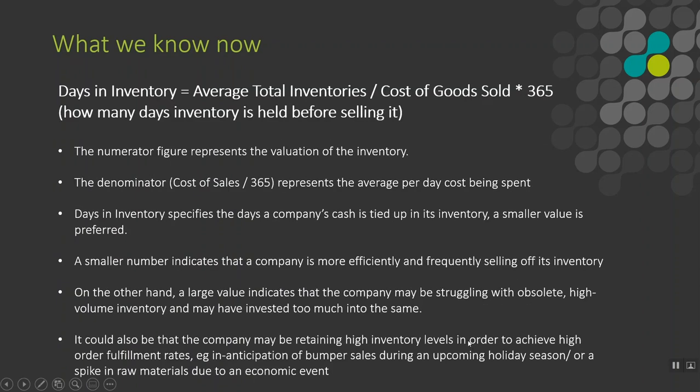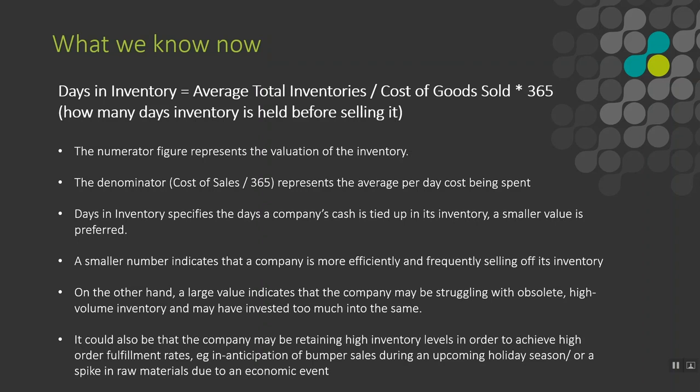Days in inventory is computed as the average total inventories divided by the cost of goods sold, multiplied by 365. This is basically defined as the number of days inventory is held before it gets sold. The numerator we are familiar with is the average total inventories. The denominator is the cost of sales, and the 365 is multiplied against the ratio; this represents the average per day cost being spent.